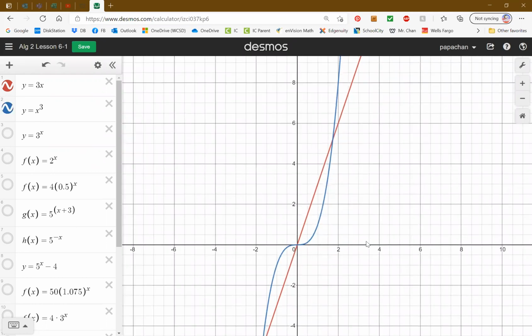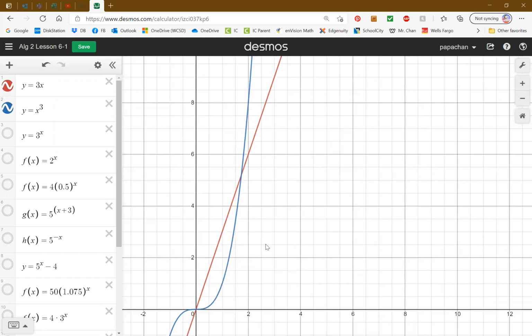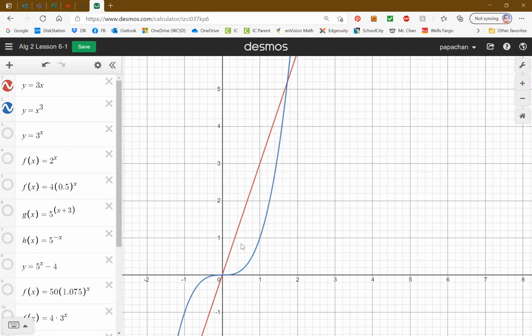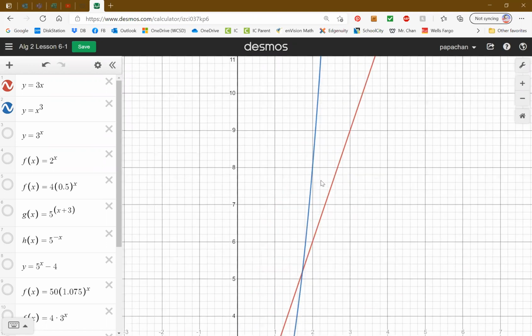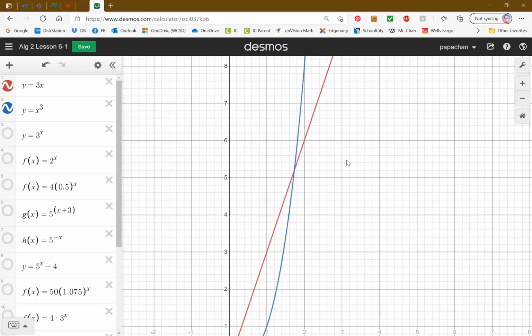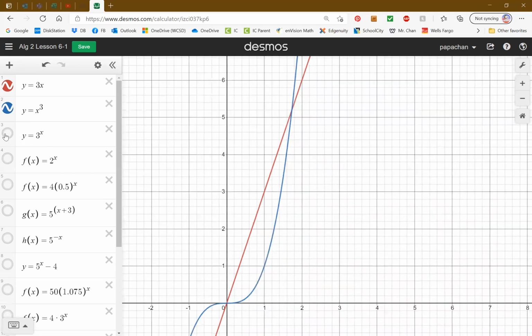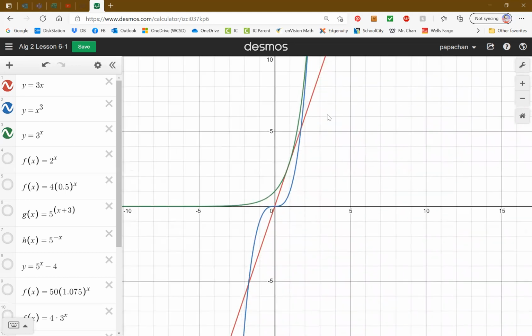That's a cubic function. Notice that the relationship there between the red line and the cubic function changes on us. The cubic function is actually below the red function until it hits a certain x value. Then it launches really fast, doesn't it? The blue one. But what if we turn on the exponential function, that green one? Look at that. That green one wins all.